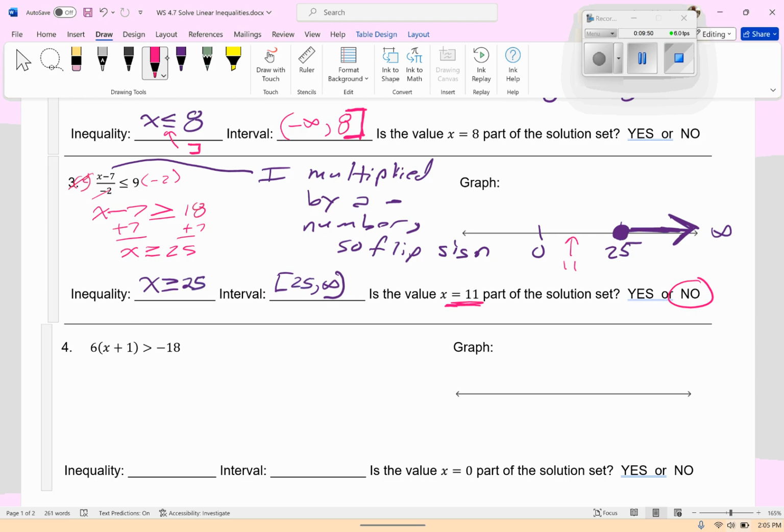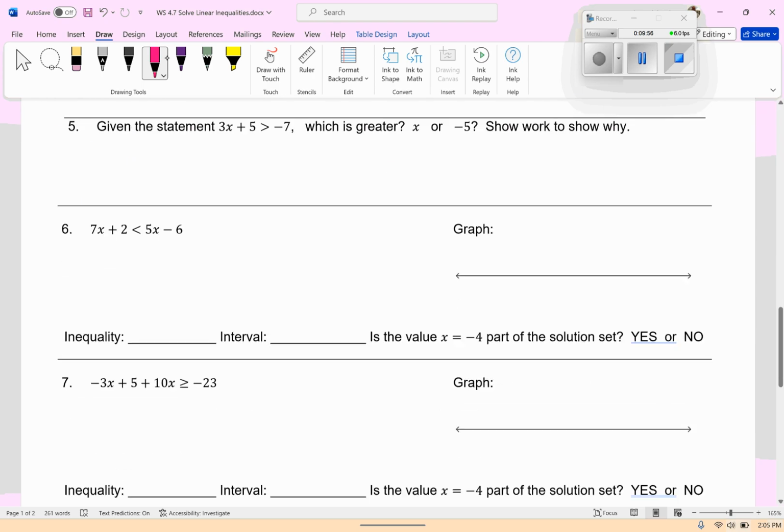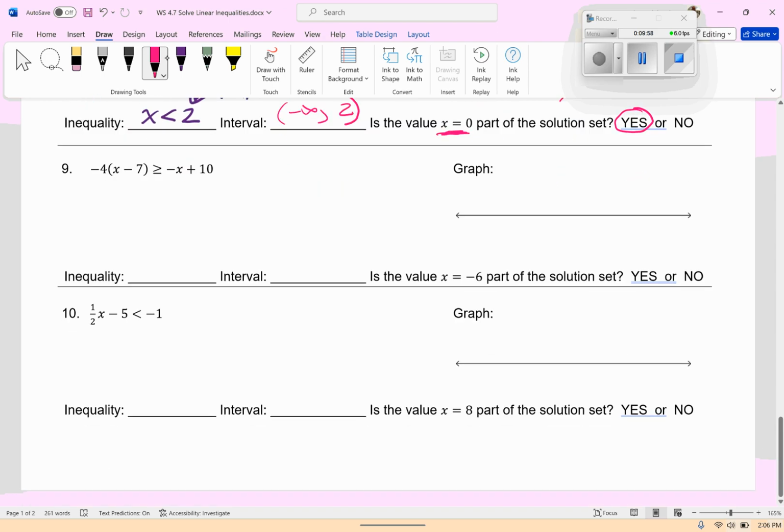Number 10? We all love the fractions. Good thing I taught you a way to get rid of them. All right. So we could do this one of two ways. I could multiply everything by 2 first, or I could move the 5. It doesn't matter. I'm going to pick to move the 5 over by adding it. Those cancel. -1 plus 5 is 4.